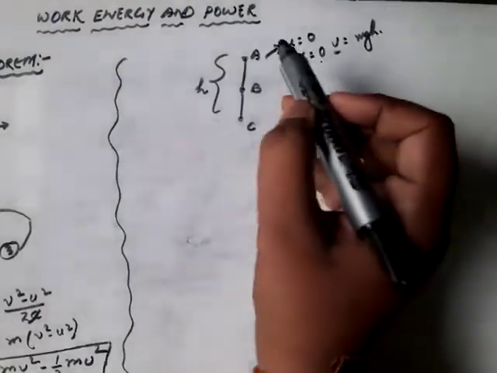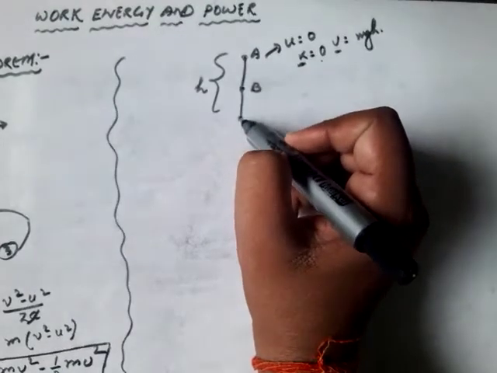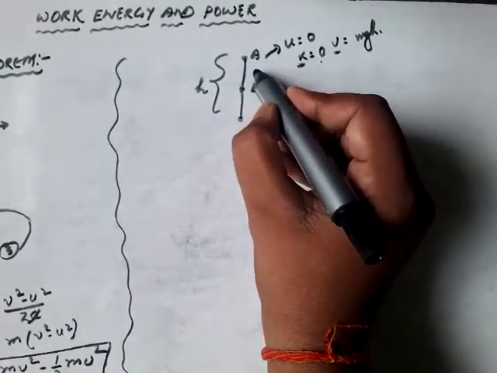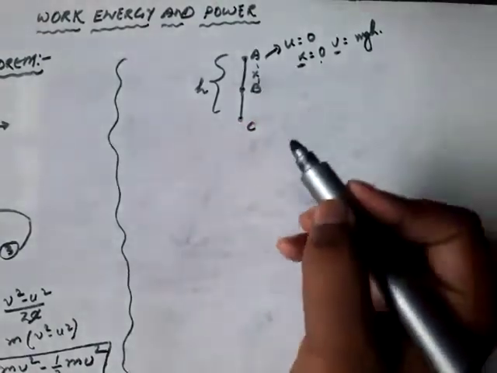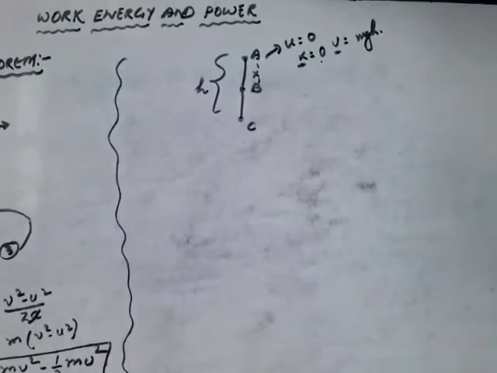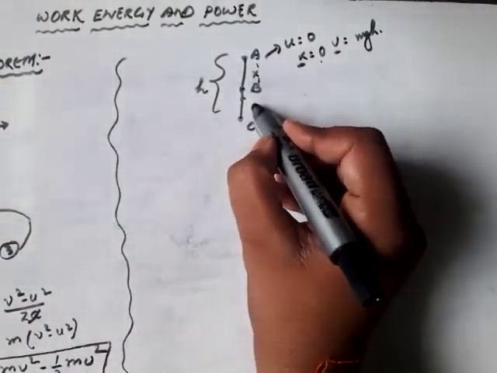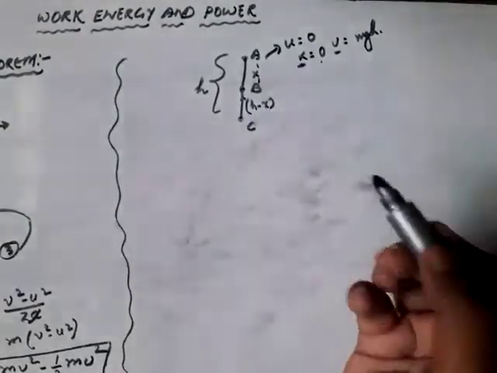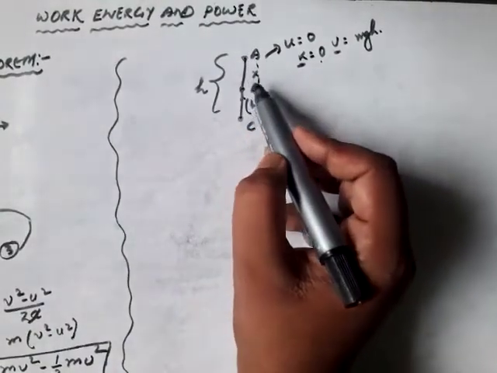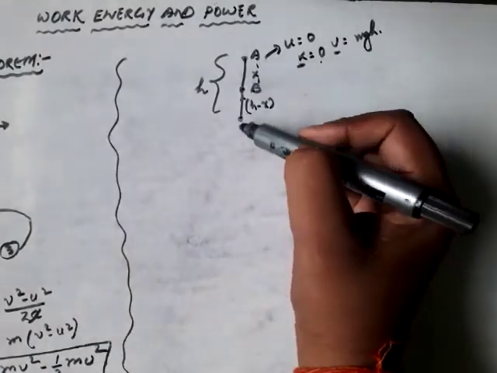Now suppose at position A the body is coming towards the surface of the earth under the action of gravity, and it reaches point B at a distance of x. It covers a distance x from A to B, and BC will be in the upward direction, so BC will be h minus x. So falling from A to B, it covers a displacement of x.